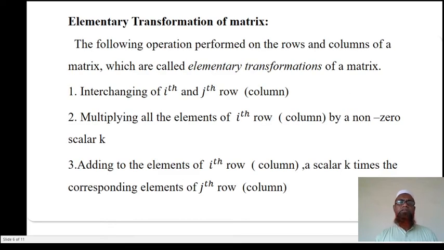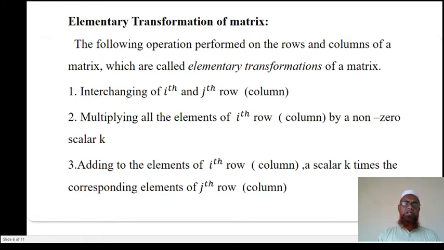So the next important concept is elementary transformation of a matrix. The following operations performed on the rows and columns of a matrix are called elementary transformations of a matrix. First, interchanging the ith and jth row, or the same for columns. Second, multiplying all the elements of the ith row or column by a non-zero scalar k. Third, adding to the elements of the ith row or column a scalar k times the corresponding elements of the jth row.